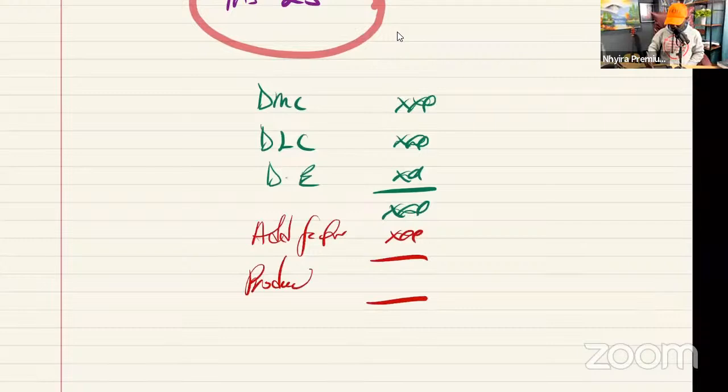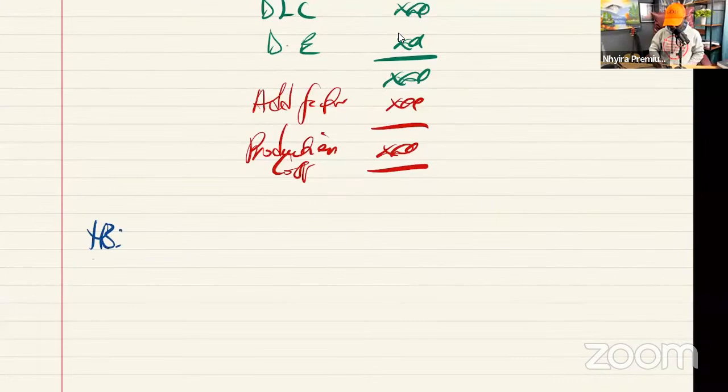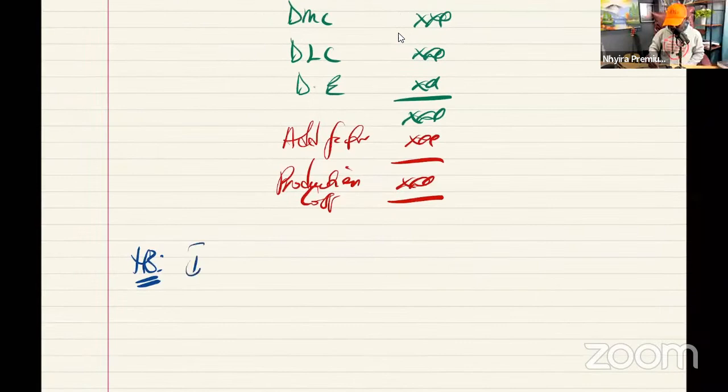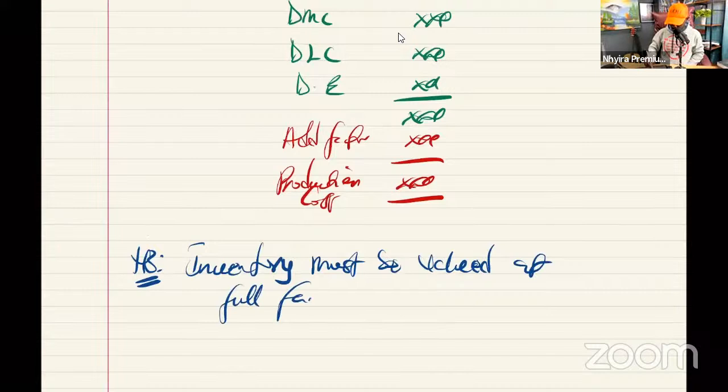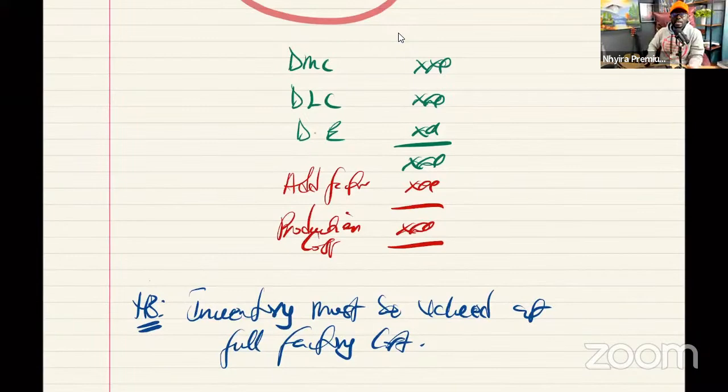Because remember, according to IAS 2, inventory must be valued at full factory cost. You know this already if you're a management accounting student. Inventory must be valued at full factory cost. For those of you doing or who have done management accounting, you know this principle because it is in line with IAS 2.